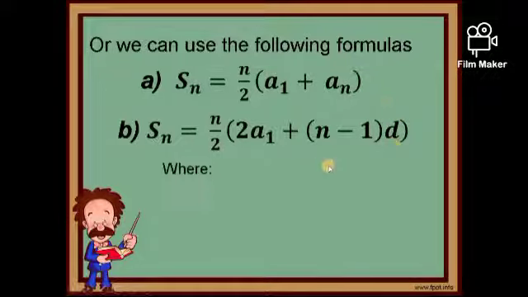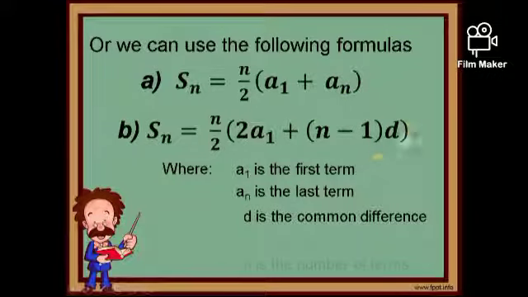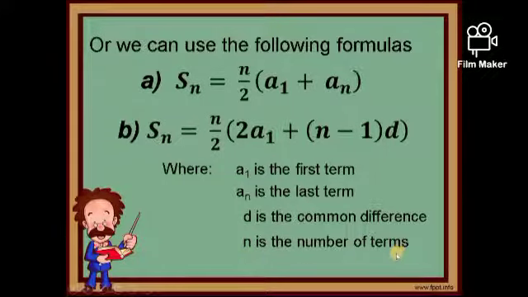Now, wherein a sub 1 is our first term. A sub n is the last term. d is our common difference, and n is the number of terms that we want to add.